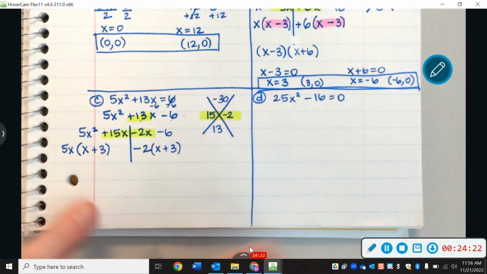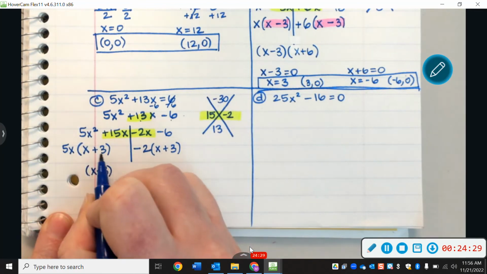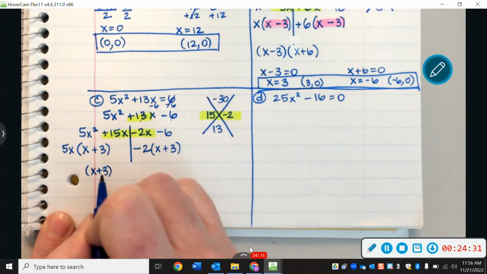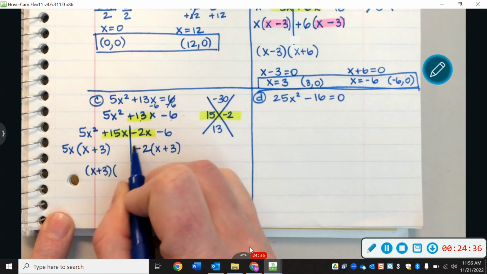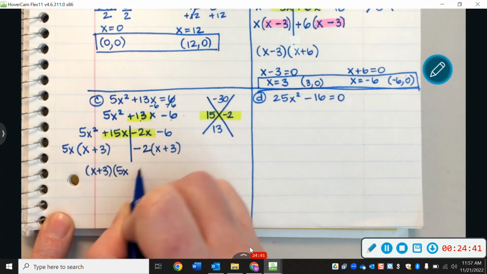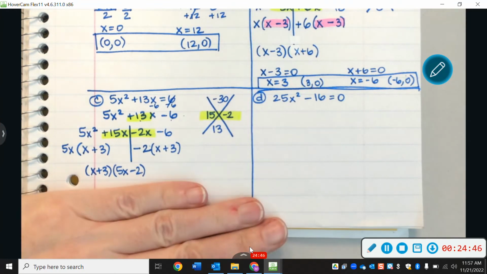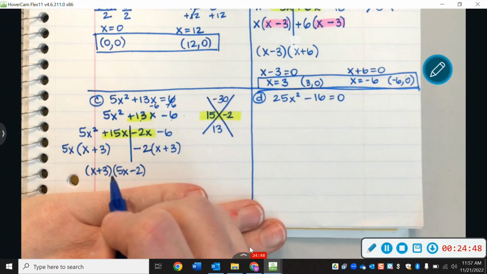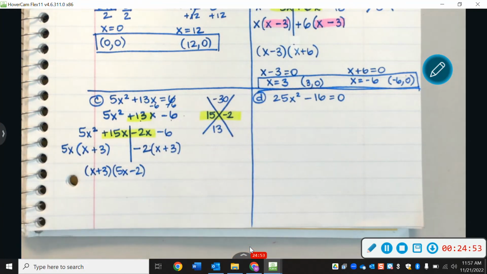So we're done with the factoring. We just have to write our factors now. One of our factors is what's the same on both sides, that x plus 3. Our other factor is taking the GCF from each side and putting them together. So the GCF for this side is 5x. The GCF for this side is negative 2. And I'm not going to show it this time, but you could check your factors just by multiplying back out and making sure it really does give you these three terms. But these definitely are correct.